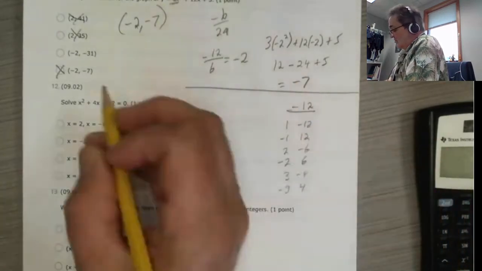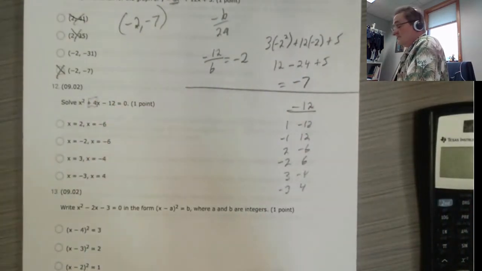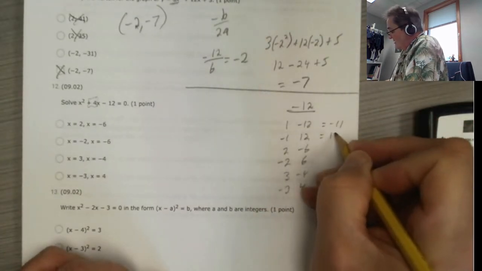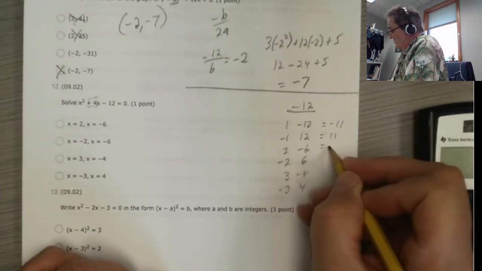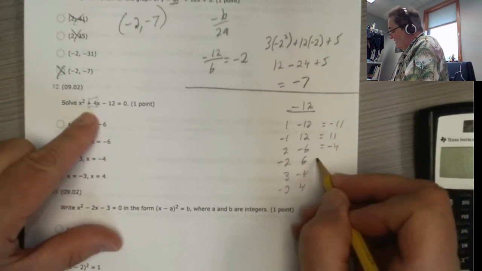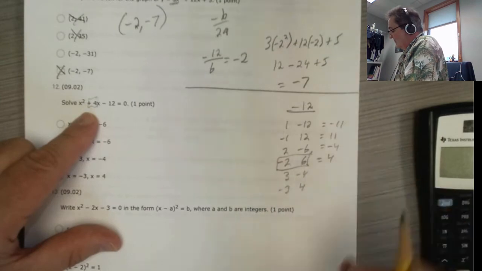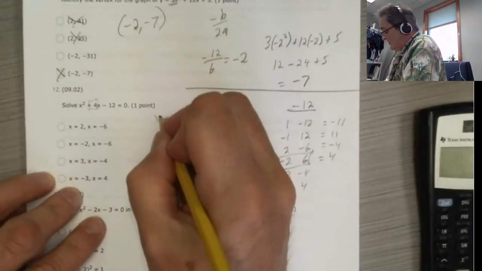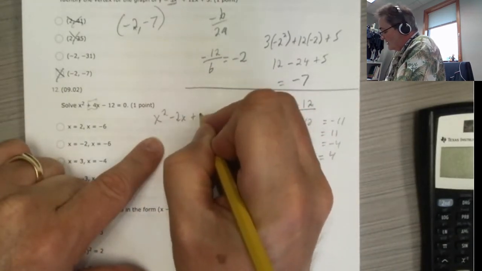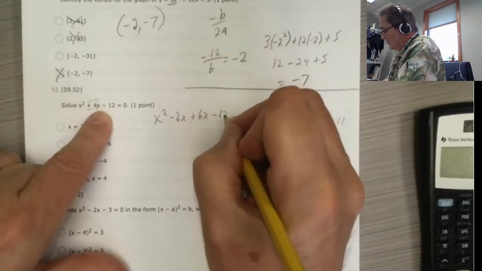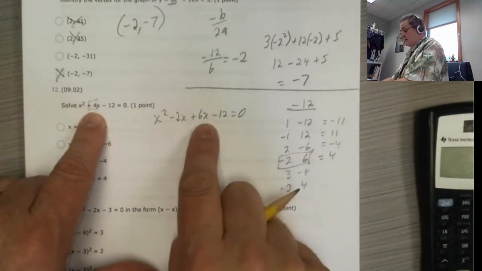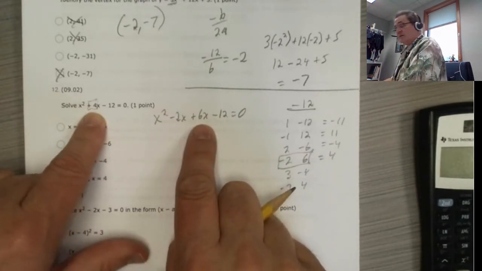Now, if we add them together, we're trying to find the one that equals a positive 4. Add those together, that's negative 11. Add those together, that's a positive 11. 2 minus 6 equals negative 4. When we add those, we're trying to get a positive 4. Negative 2 plus 6. Oh, that's the ones we want. So we can rewrite this now so we can factor it. X squared, and I'm going to use these numbers, minus 2x plus 6x minus 12 equals 0. So this is the same as that, but instead of 4x, I wrote negative 2x plus 6x because that will be the same as 4x.